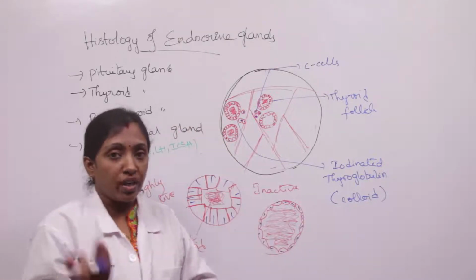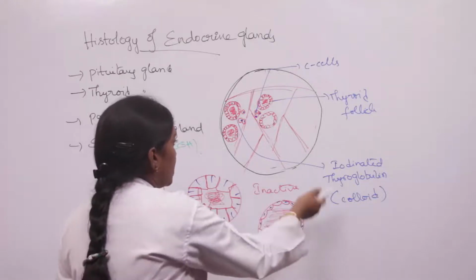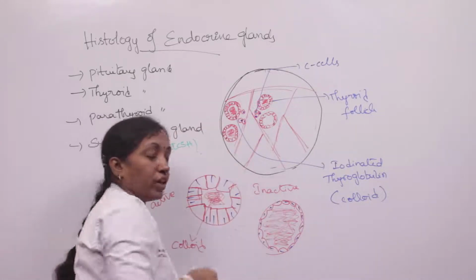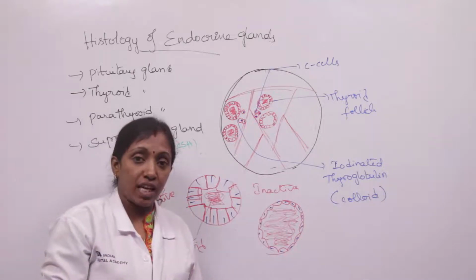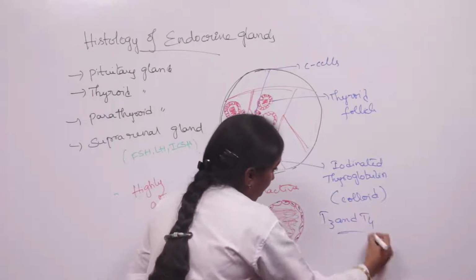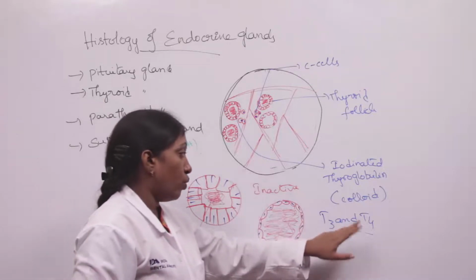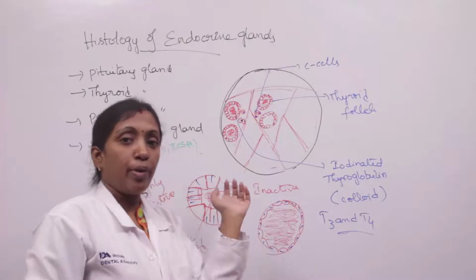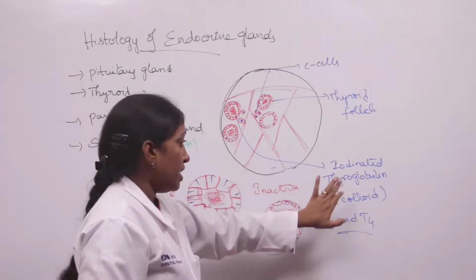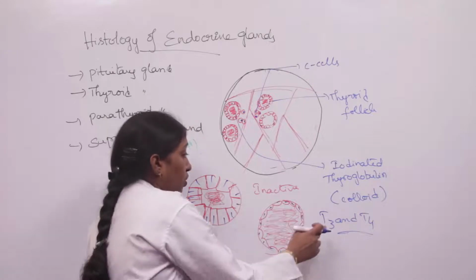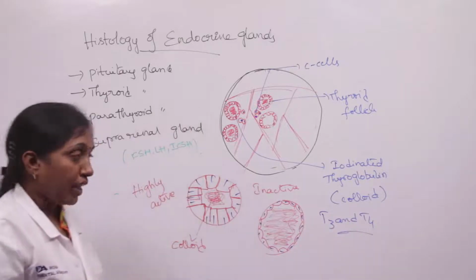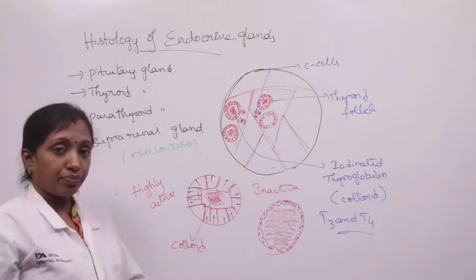When there is a need to release the hormones T3 and T4, this iodinated thyroglobulin is taken up by the follicular cells through endocytosis. By the action of enzymes produced by the lysosomes, it is converted into T3 and T4, which are released into the blood. T3 we call triiodothyronine and T4 we call thyroxine. That's the release of the hormones from the follicular cells.